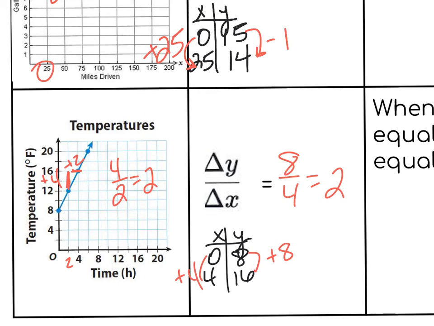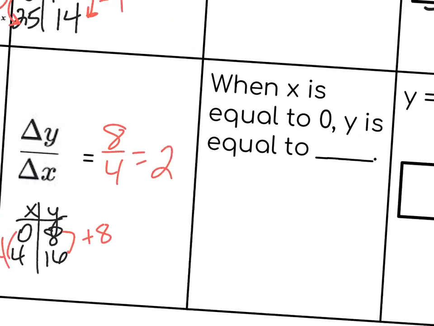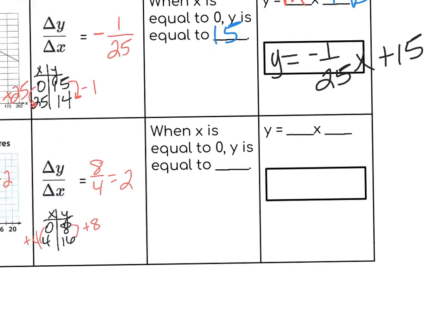Okay, my y-intercept is right here at 0, 8. So when x is equal to 0, y is equal to 8. So mx plus b will give me y equals 2x plus 8.